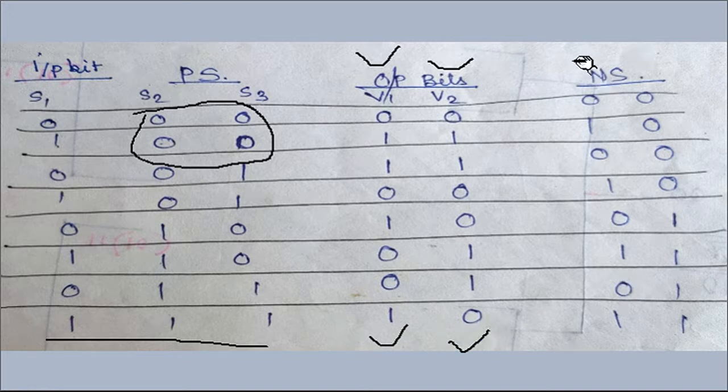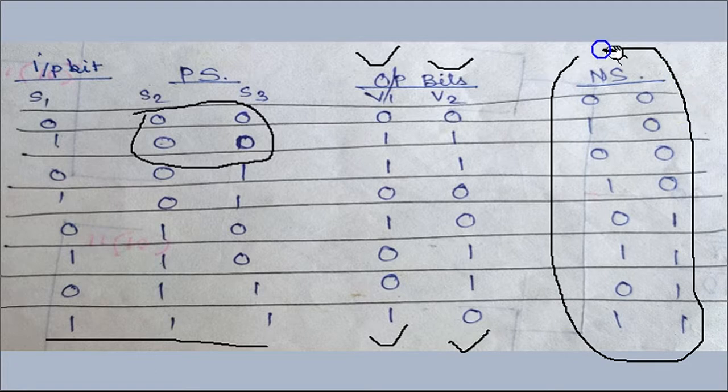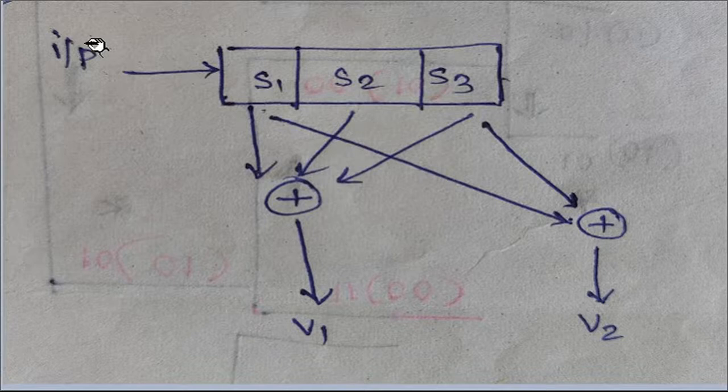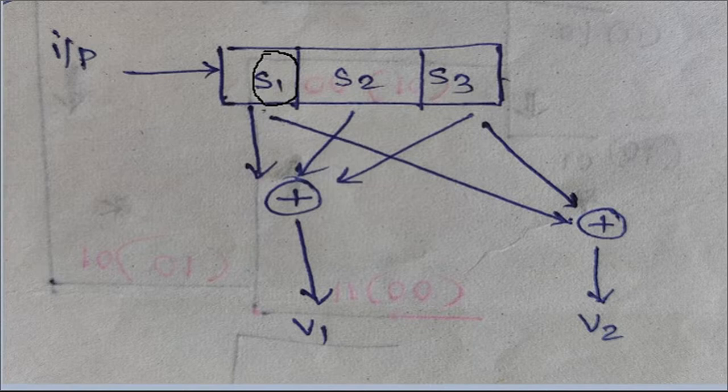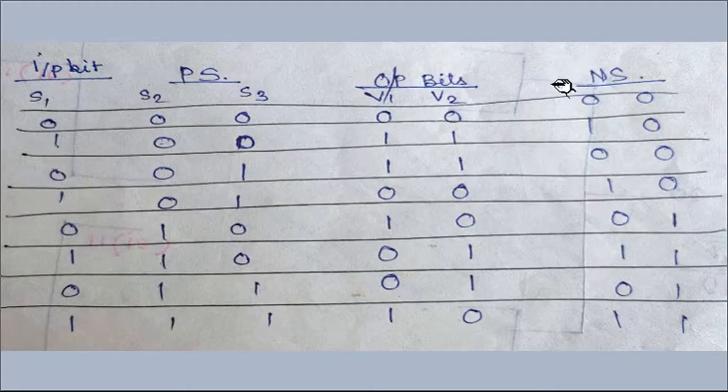Now the next column is slightly simplified in this particular lecture. NS is the next state, PS is the present state. The input bit will obviously be accepted in S1. Every time it is accepted firstly in S1, then further shifts are done, but firstly it will be in S1 itself. So that is what is done over here.